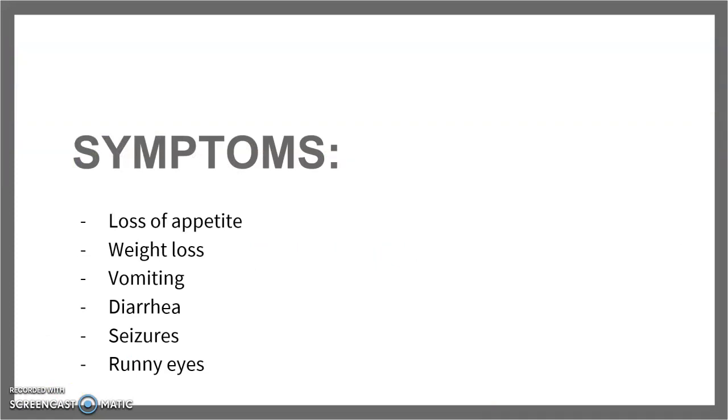As for the symptoms of this parasite, most cats infected with it show no signs, but when they are symptomatic, they show the following: loss of appetite, weight loss, vomiting, diarrhea, seizures, and runny eyes. If the lungs are infected by this parasite, it can lead to pneumonia, which can often cause difficulty breathing, and if not treated, it can gradually get worse. I also want to add that if the liver is infected, it may cause a yellowish tint to the skin and mucous membranes.